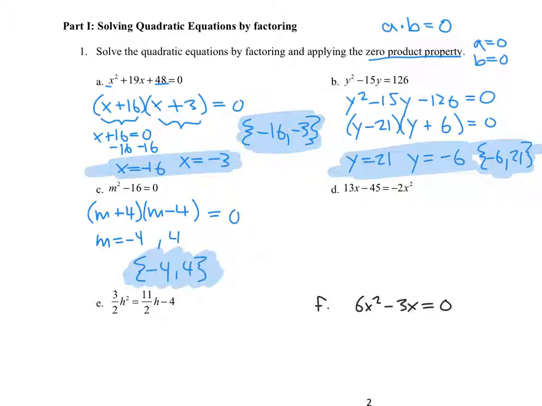So I move it over by adding it to both sides, and we get 2x squared plus 13x minus 45 equals 0. Now pause the video and factor that, please.